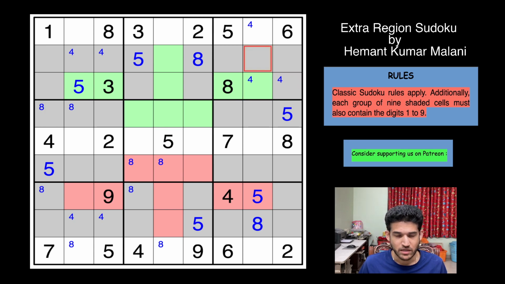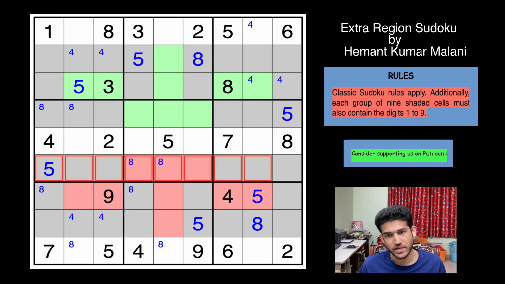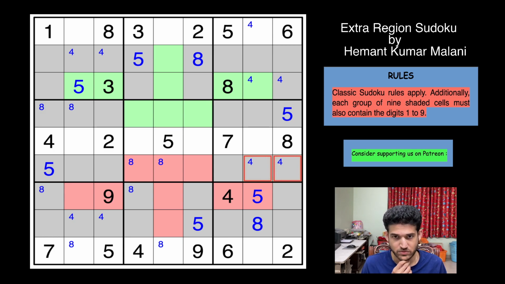Okay, and now look at row 6 and ask yourself, where does the 4 go? 4 is not in here, 4 cannot be in the red cells because of this 4, so 4 is forced here. Okay, so which means in row 4, these 4s give me a 4 here, and that eliminates 4 from this area. So 4 is in one of these 2 cells.